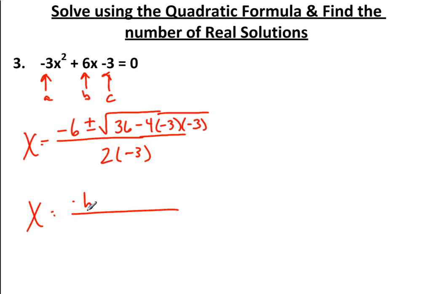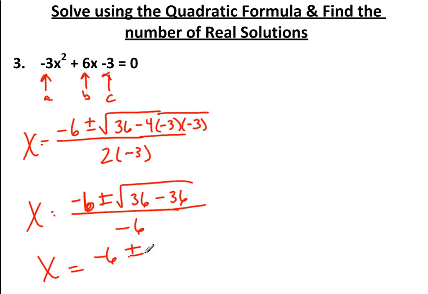So, if I simplify this, -6, plus or minus the square root, 36. This is 4 times 9, which is a 36, but 3 negatives make a negative. And this is all over -6. So if I simplify this, I get negative 6 plus or minus the square root of 0 all over negative 6, which if we look, our discriminant now is a 0. And what that tells us is we're going to get one real solution.